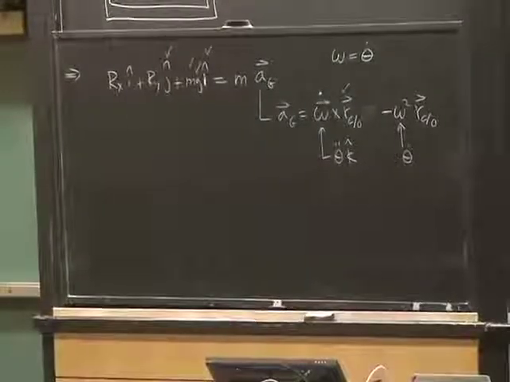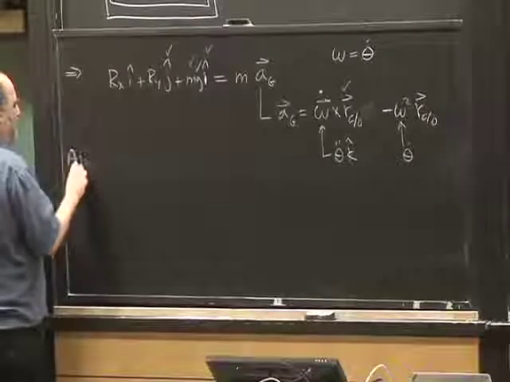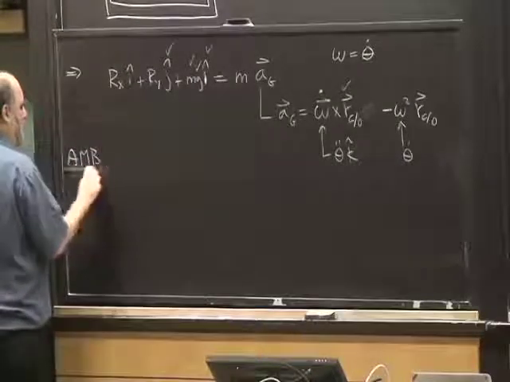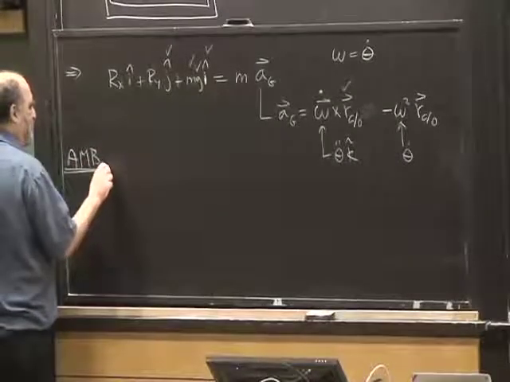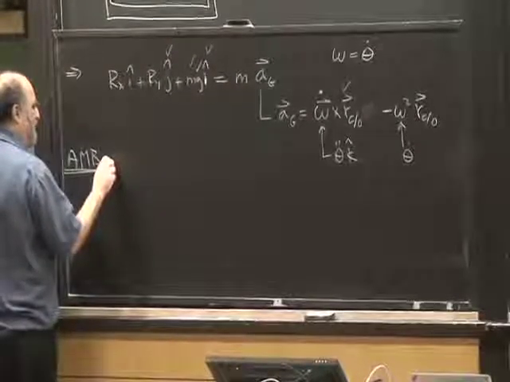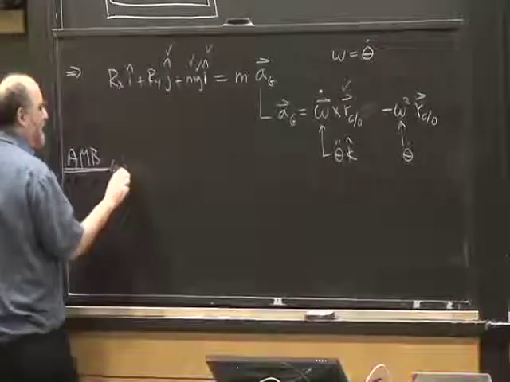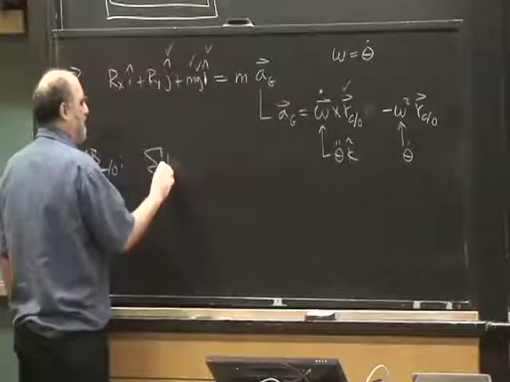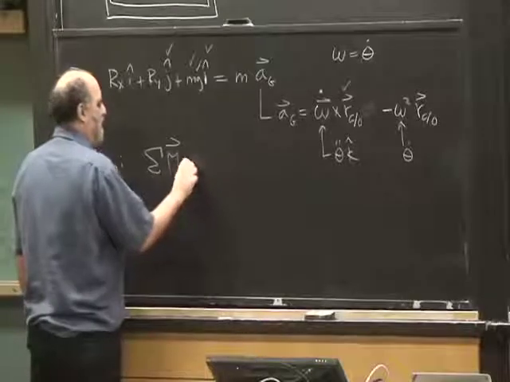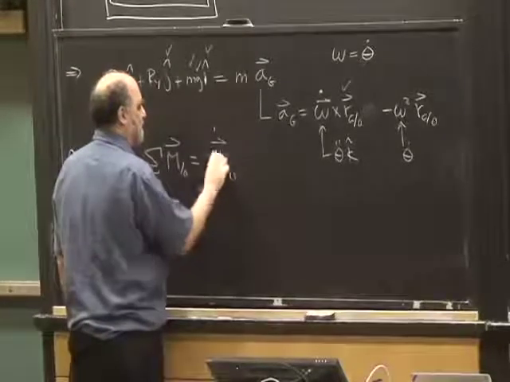Okay, so what are we going to do to get the equations of motion? We can use angular momentum balance, which is our best friend in statics and mechanics, because it's the tool that lets us solve most problems most easily. And this says that the sum of moments relative to O is equal to the rate of change of angular momentum relative to O.